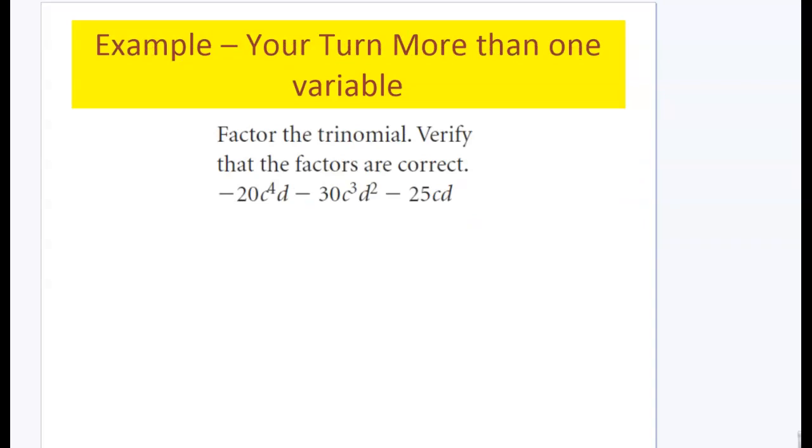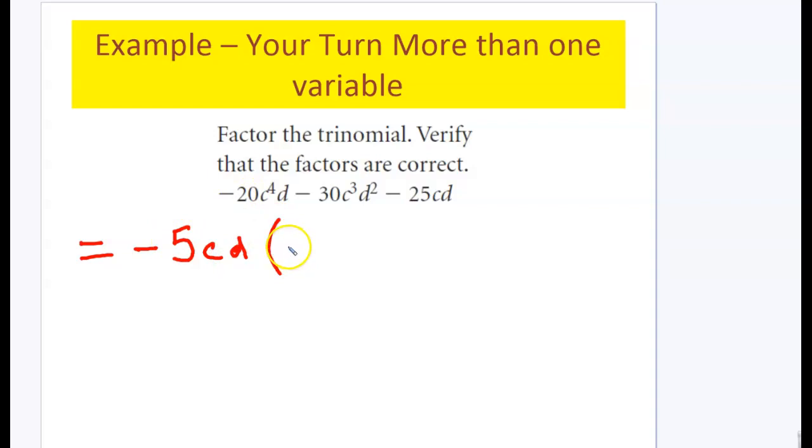All right, again, I'd like you to pause the video and try this question on your own. All right, hoping you've tried it. Again, looking at the coefficients of negative 20, negative 30, negative 25, we see that negative 5 is common to all. And 1c is common to all, and 1d is common to all.